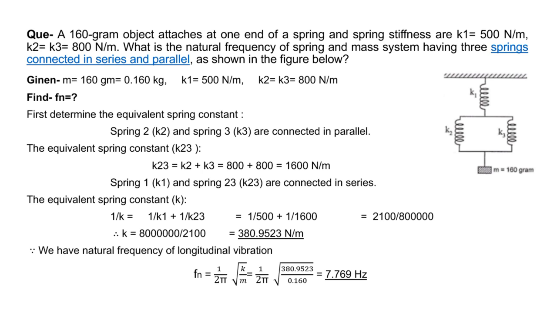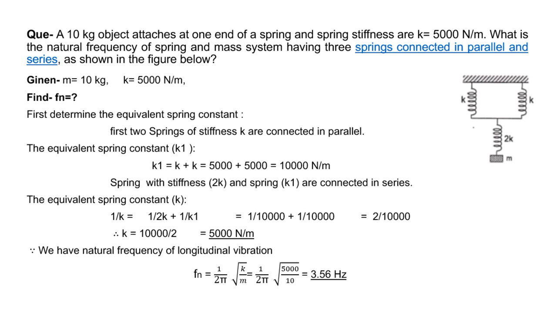Therefore put this spring stiffness in the formula of natural frequency of longitudinal vibration. Fn is equal to 1 upon 2 pi square root k by m. So put k as the equivalent k and m as mass in kg. Therefore you will get the frequency Fn is equal to 7.76 Hertz. This is the first problem.